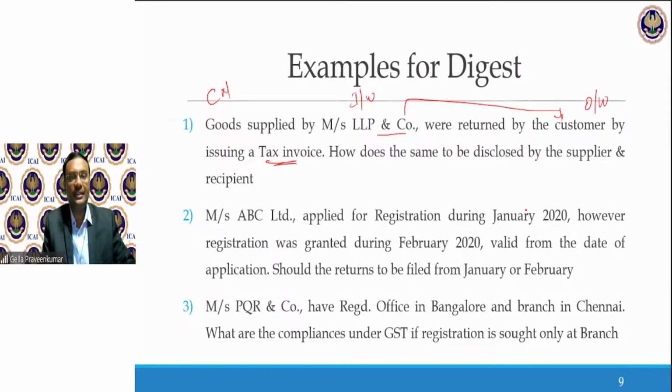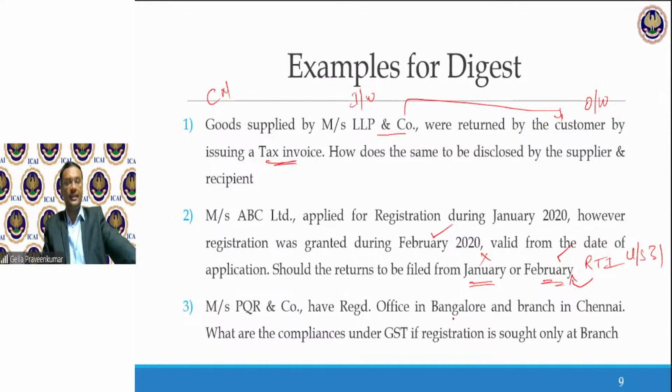ABC Limited applied for registration during January 2020. However, registration was granted on February 20, valid from the date of application. Should the returns be filed for January or February? The answer would be, since the registration has been granted in February, no returns will be filed for January. Returns will be filed only from February onwards, and all revised tax invoices as per the provisions of section 31 would be disclosed in the return of February.